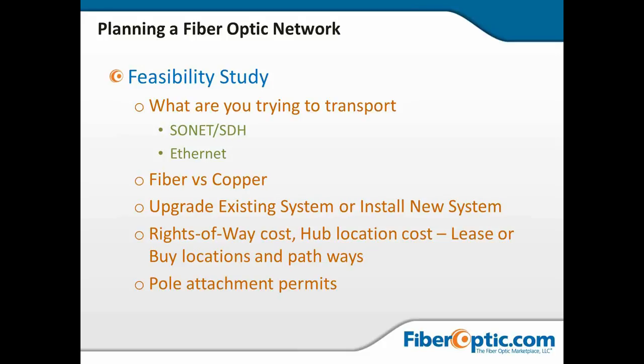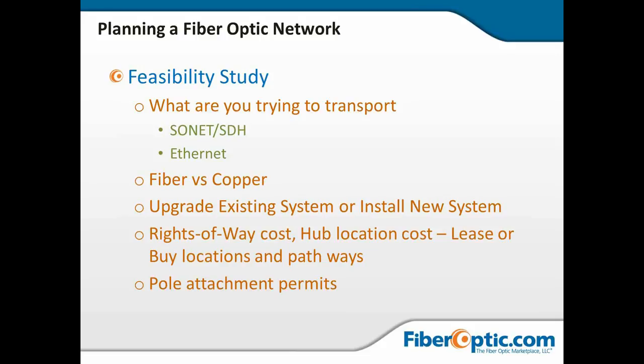Is it going to be SONET or SDH, Ethernet, fiber to the home? What are we trying to carry on this plant? How far we are trying to take it is going to determine if we're going to use fiber or copper. Are we going to upgrade the existing system and try to add new services on the existing fiber, or are we going to have to install new fiber optic plant?